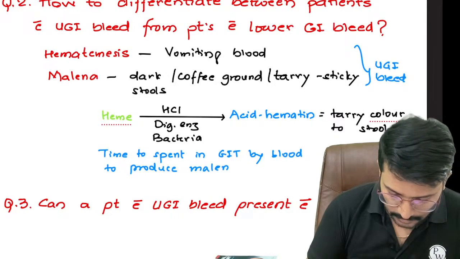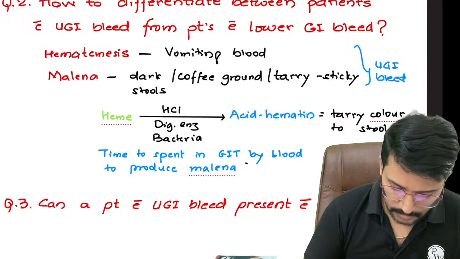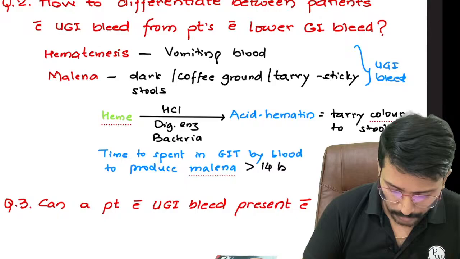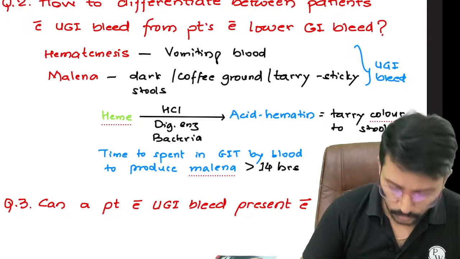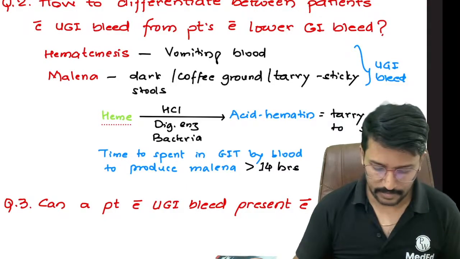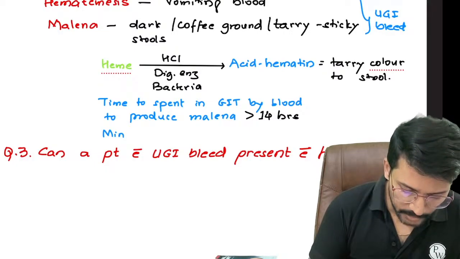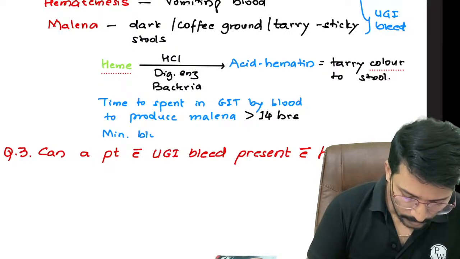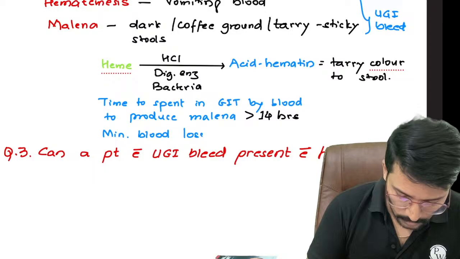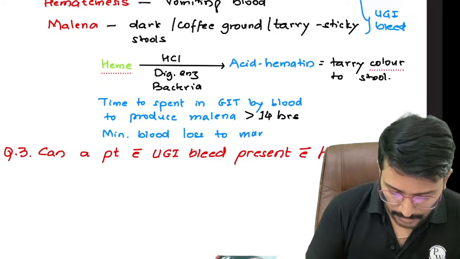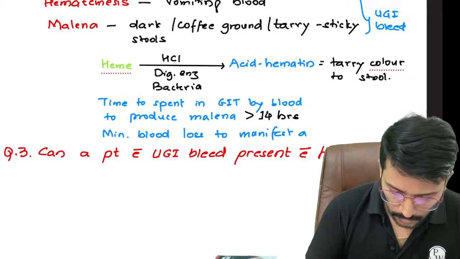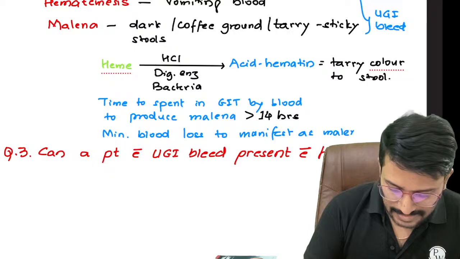I think Nilanjana has mentioned it appropriately. According to Harrison, it is more than 14 hours. Most of the books mention 12 to 14 hours. If it is less than that, you will not see melena, you will see frank blood, right? And the minimum blood loss to manifest as melena should be 50 to 60 ml.